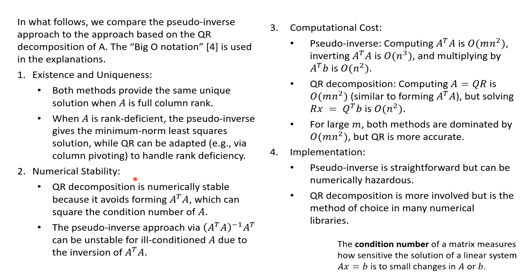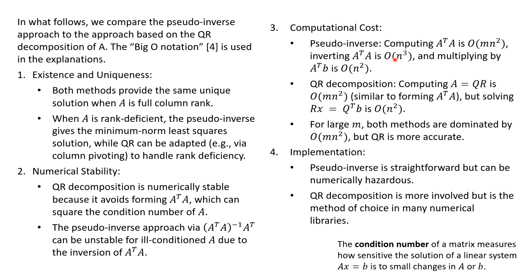In terms of numerical stability, QR decomposition is numerically stable because it avoids forming A transpose A, which can square the condition number of A. The condition number of a matrix measures how sensitive the solution of a linear system, AX equals B, is to small changes in A or B. So that's the definition of this term here. The pseudo-inverse approach, this solution here, can be unstable for ill-conditioned A due to the inversion of A transpose A.